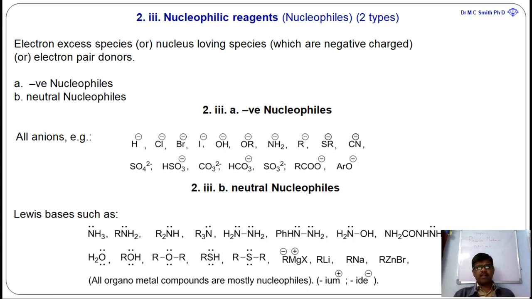As the name indicates, all anions, the molecules which contain a negative charge, all negatively charged reagents are nucleophiles, negative nucleophiles. These species or reagents are nucleus loving species or electron pair donors. These reagents donate their electron pairs. Fine. And these are obtained by means of heterolytic fission of a bond. Good.